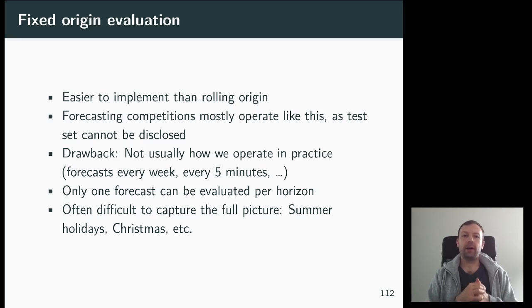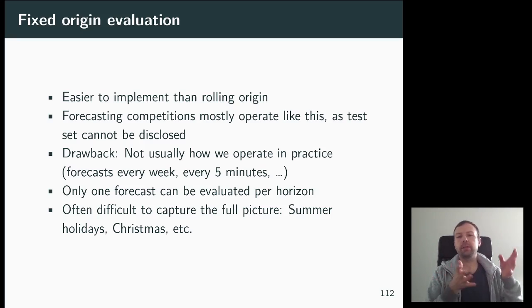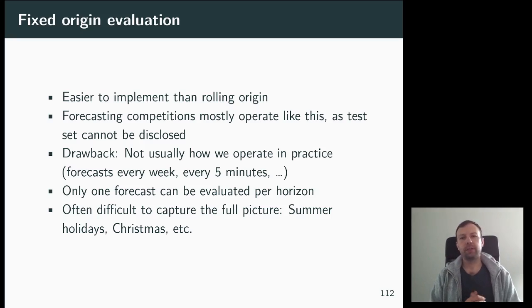Well, it's easier to implement than rolling origin, because you train your model once and then you predict forward, and depending on how your model is built, you do that in one way or the other. Forecasting competitions almost always operate like this, because they cannot disclose the test set to you. So they have to tell you, well, I give you the data up to this point, and now everything afterwards you have to predict without getting any new information. The drawback of this is that this is not how we usually operate in practice.